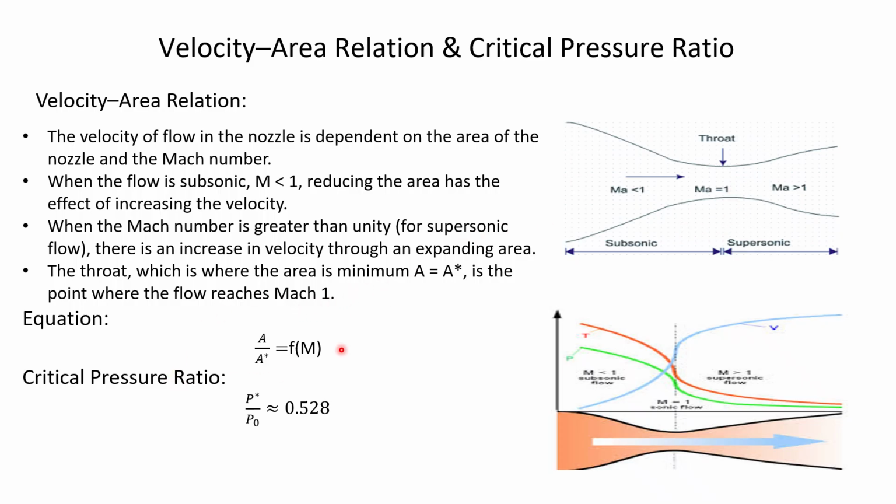We have the equation A over A star is equal to F of M. We also have the critical pressure ratio P star over P naught, which is equal to 0.528. Below this ratio, the flow at the throat is choked, meaning it reaches Mach 1.